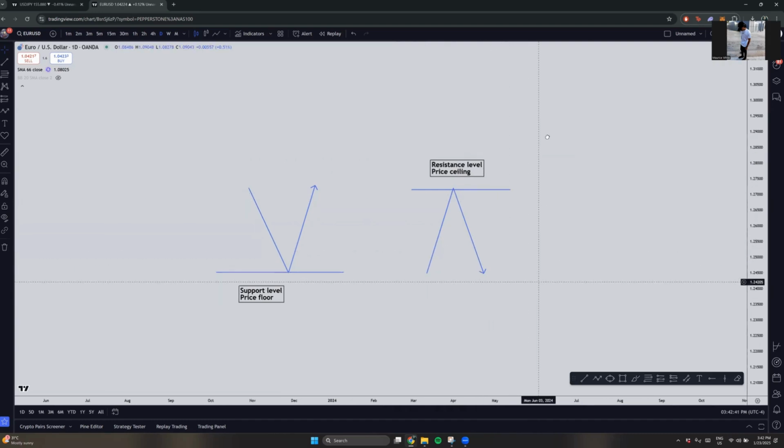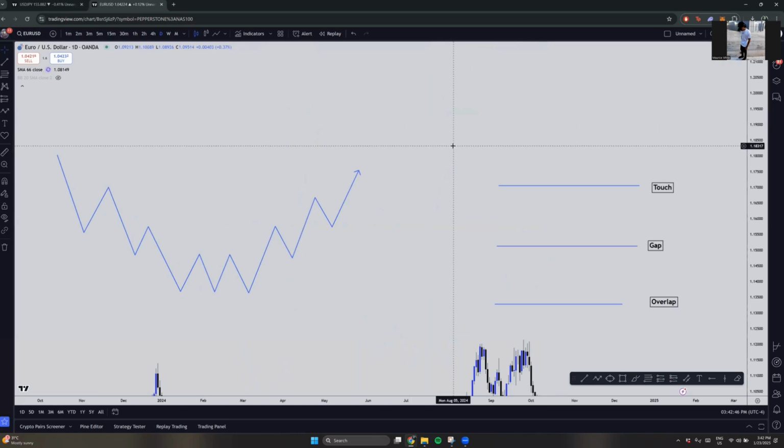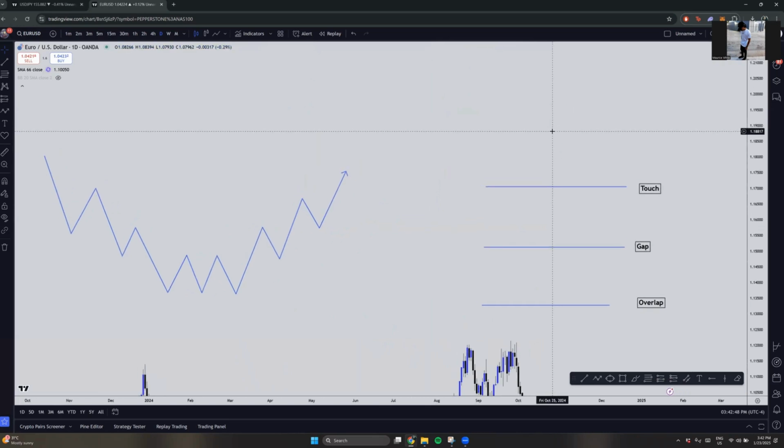All right, so let's move down to some more information here. So there are around three different situations when it comes to support and resistance levels. So you could get a touch. That means price comes down to the level, touches it pretty much perfectly on this side and on this side.